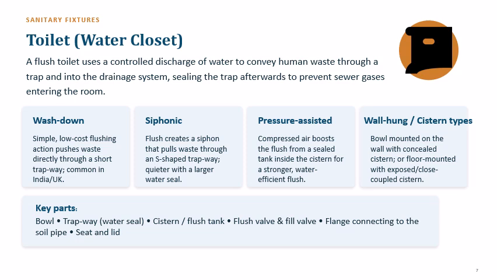And siphonic, the flush creates a siphon that pulls the waste through an S-shaped trapway, which comes with a large water seal. And also pressure assisted, where compressed air boosts the flush from a sealed tank inside the cistern for a stronger, water-efficient flush. And wall hung or the cistern type, a bowl mounted on the wall with a concealed cistern, or floor mounted with exposed or close-coupled cisterns also available.